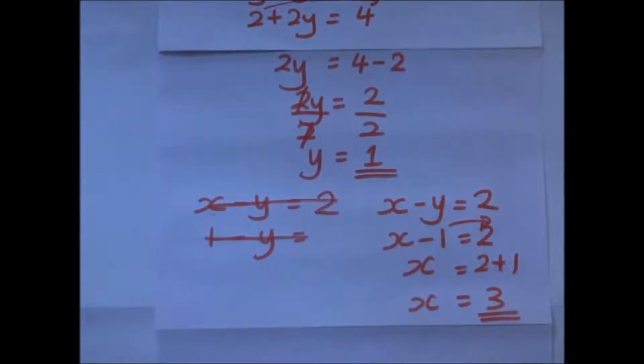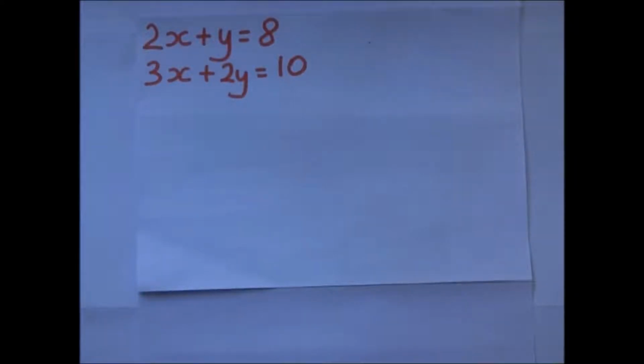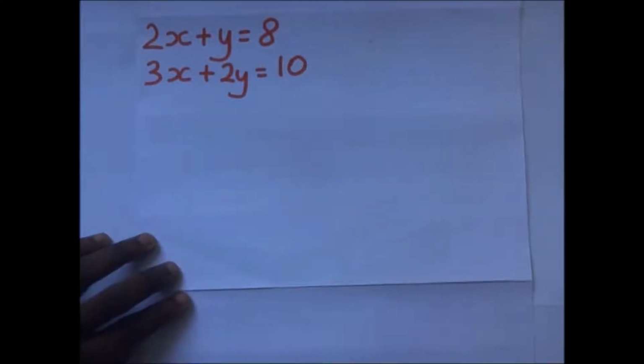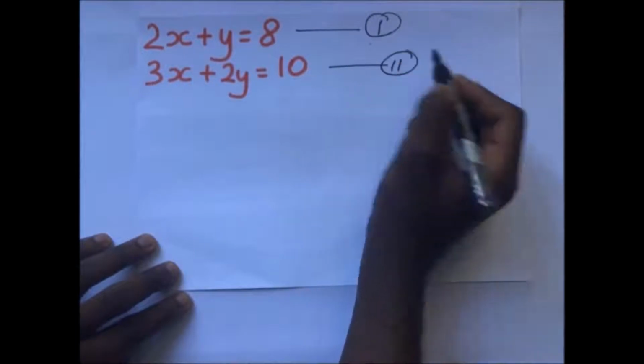We'll do another example. In our second example, it's still a simultaneous equation that requires us to find the values of x and y using the substitution method. We can either substitute for the value of x or the value of y in any equation. It depends on what you really want. This is equation 1. This is equation 2.